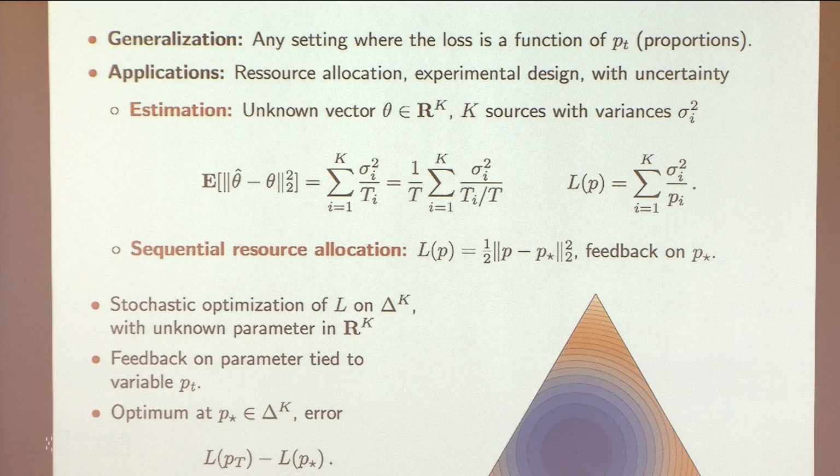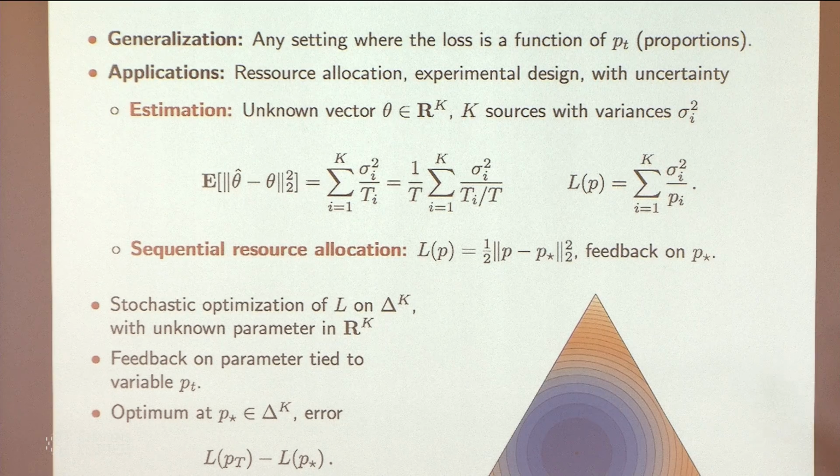If you have second-year undergrads, you can ask them to find the optimal t i so that you minimize this error. They will find that the optimal t i are proportional to sigma i. If there's a bad source, this means you should sample more from this source. And so this is equivalent to minimizing a loss function of this type.